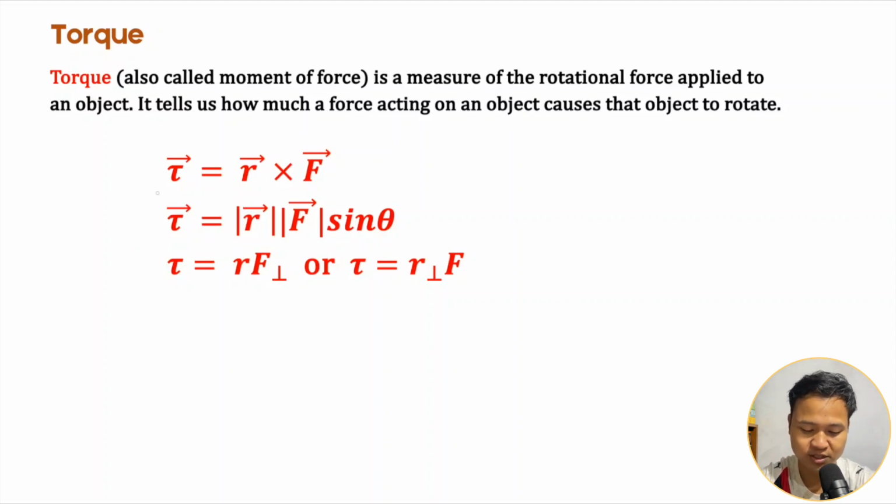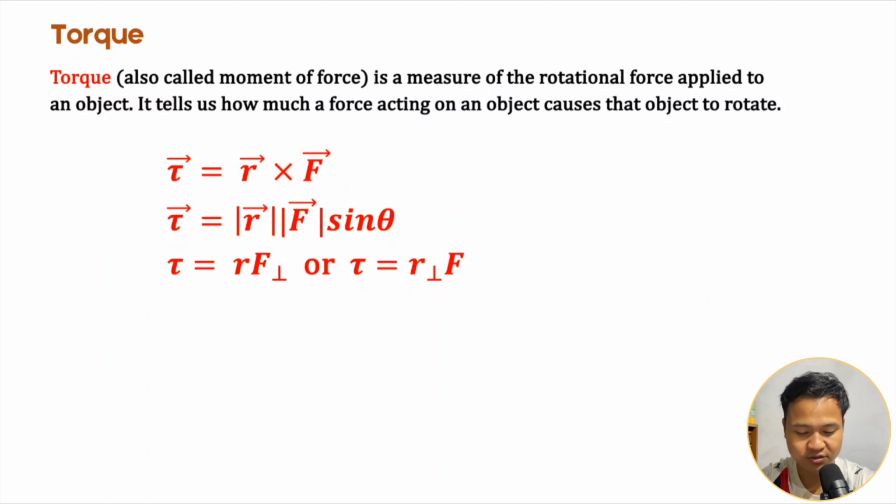Formula of torque. So torque is equal to R cross F. So this is a vector. It has direction. Okay. Direction of a cross product we find using the right hand thumb rule.